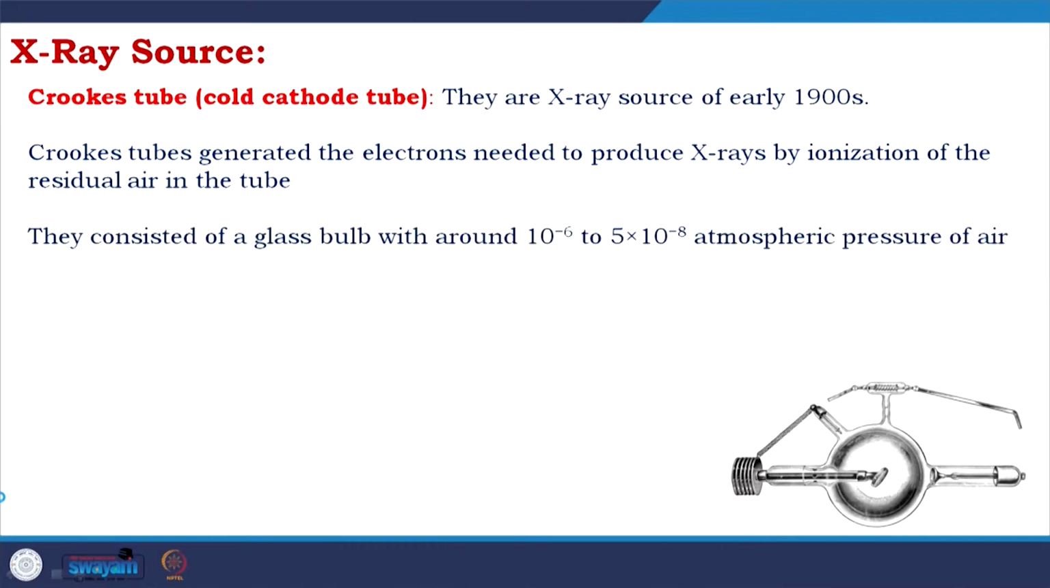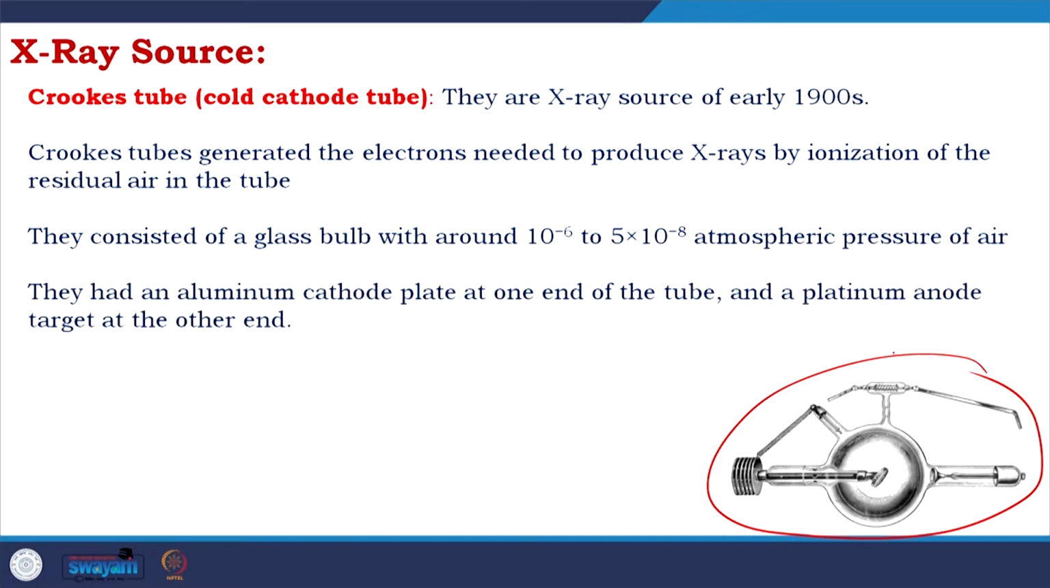They consisted of a glass bulb with around 10 to the power minus 6 to 5 into 10 to the power minus 8 atmospheric pressure of the air. You could see the tube here. This is the construction of the tube. They had an aluminum cathode plate at one end of the tube and a platinum anode target at the other end. So, this is the construction.